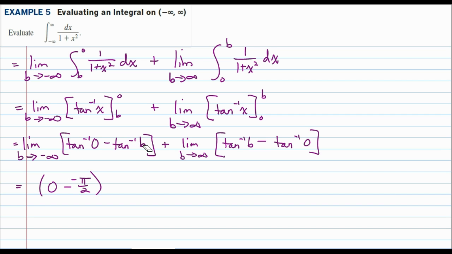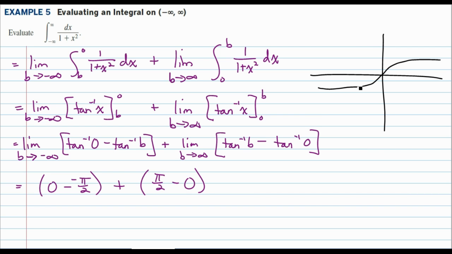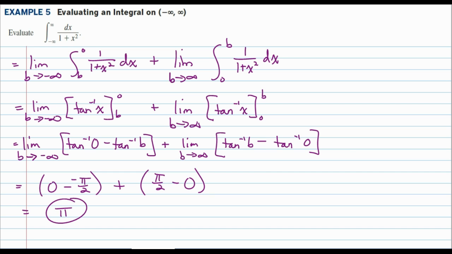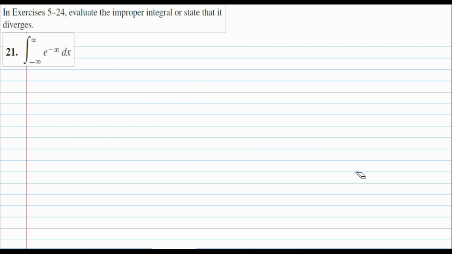The inverse tangent of b as b approaches negative infinity, well, I know that the inverse tangent curve looks something like this. So the limit as b approaches negative infinity is going to be negative pi over 2, but the limit as b approaches positive infinity is going to be positive pi over 2. The range of inverse tangent is negative pi over 2 to positive pi over 2. One piece of the tangent function flipped over y equals x, basically. Simplify a little bit more, and I get pi.